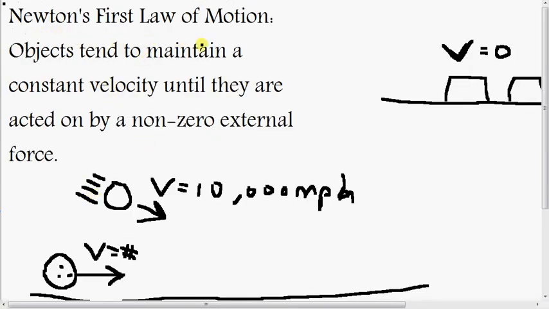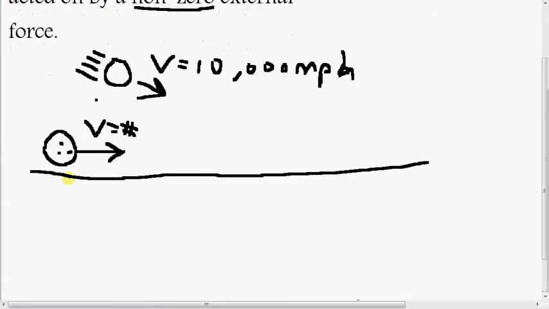The objects will maintain a constant velocity until something happens, and that until is that they will be acted on by a non-zero force. In other words, there is something that's going to be pushing on this ball to make it slow down. As it rolls across the floor, if you have a leftward spin, a rightward spin, or even no spin at all, there is going to be some friction acting on it.